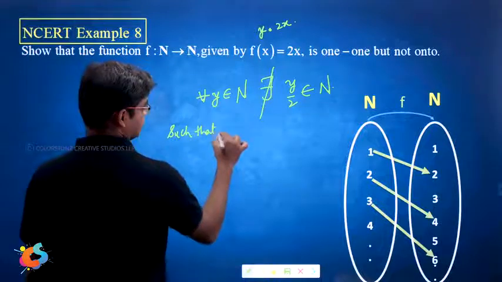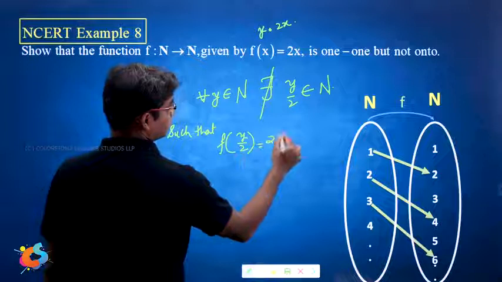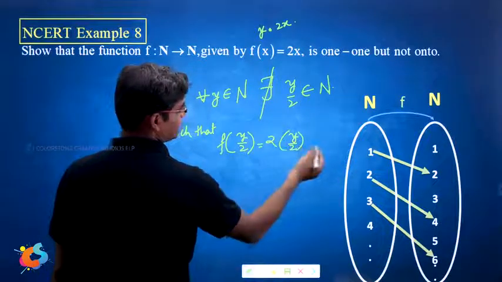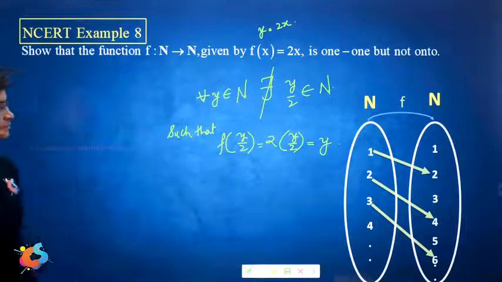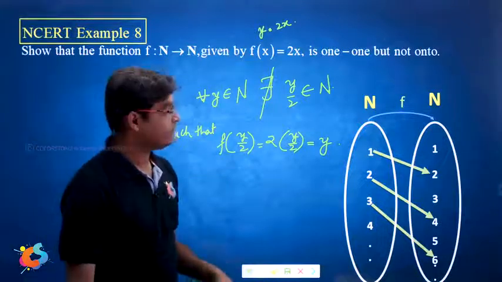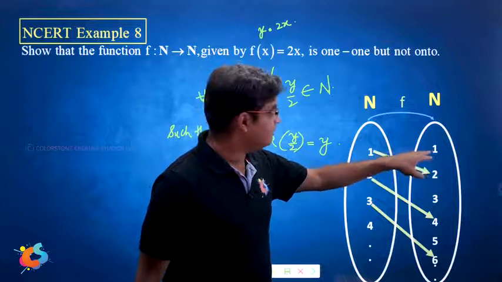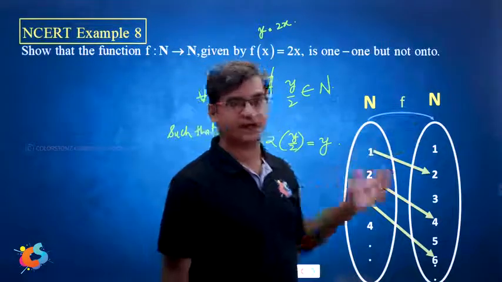There does not exist y by 2 belonging to the domain such that f of y by 2 is equal to, what is the rule? 2x. So here y by 2 is there. So therefore, write y by 2 on the right hand side. So this is equal to y. So what are we saying here? We are saying that for an element y belonging to the codomain, there is no y by 2 in the domain such that f of y by 2 is y.